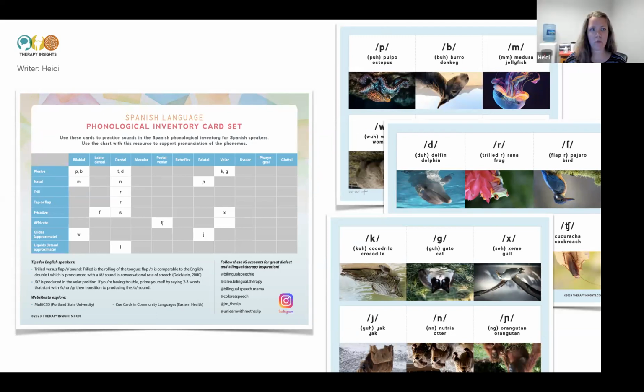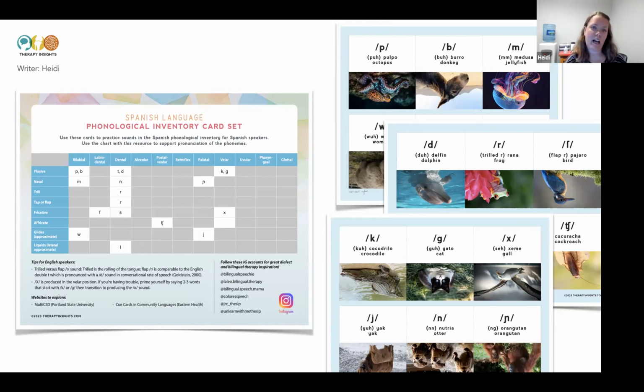Sure. So we have another resource in our library that's for English with these phonological inventory cards, and they were really quite popular. So I thought, let's do this for Spanish, which you wish you could do for all the languages, but we started here. So it starts off and it gives you the IPA, the International Phonetic Alphabet, and tells you which sounds are where in the Spanish language. That helped. I don't speak Spanish, so I didn't know a lot of the stuff while I was creating this resource.